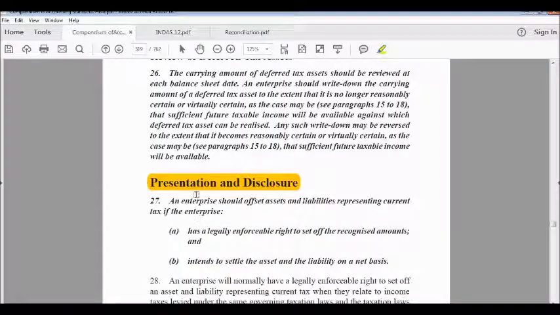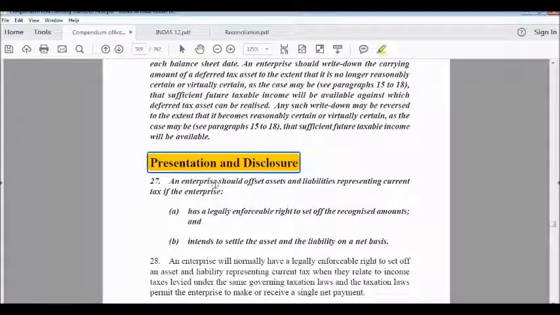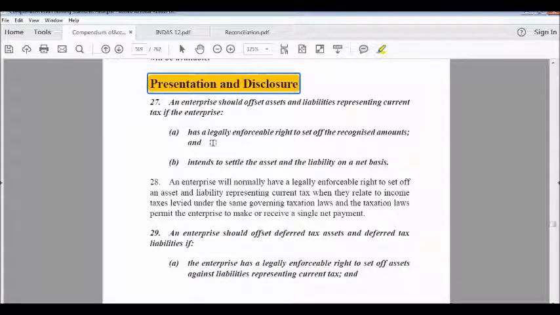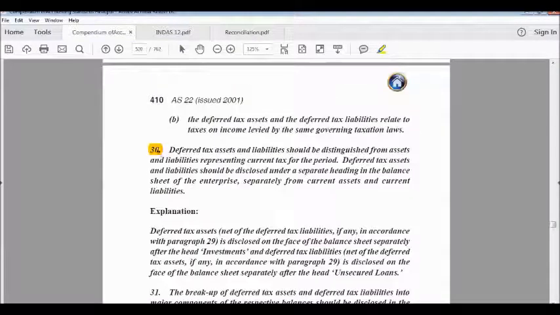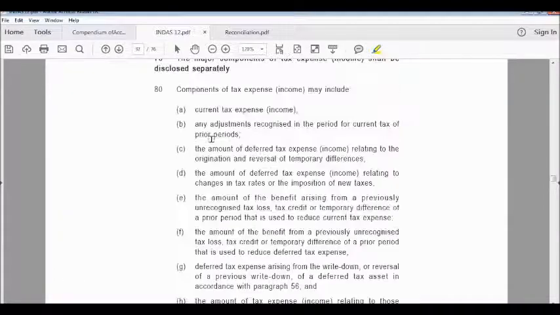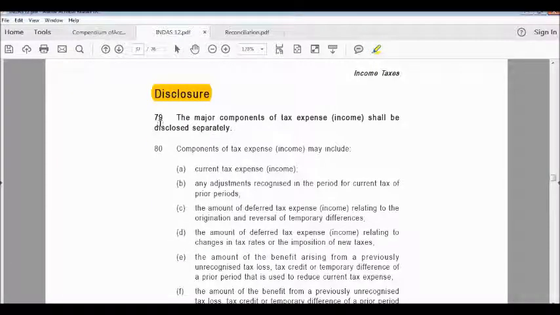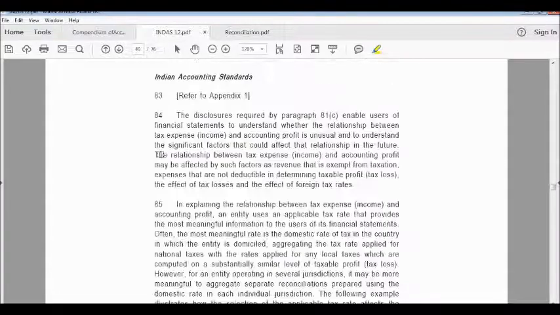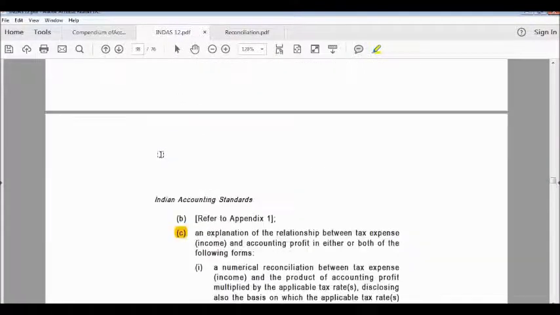Now the third important difference is regarding the disclosure. Under existing accounting standard 22, there is a tab like presentation and disclosure. Paragraph numbers 27, 28 and 29 were regarding the presentation, and just paragraph number 30 was regarding the disclosure, and simple disclosure was there. But under Ind AS 12, a lot of disclosure requirement is there, like paragraph number 79 and then 80, then 81, then 82, 82A. So the disclosure requirement is large, so you can check it out on your own.